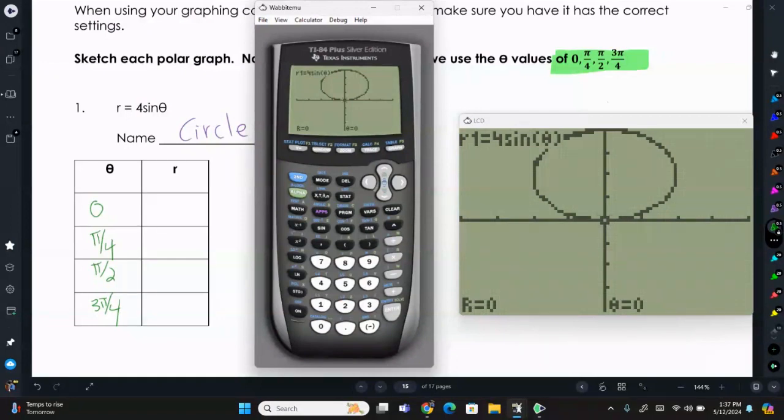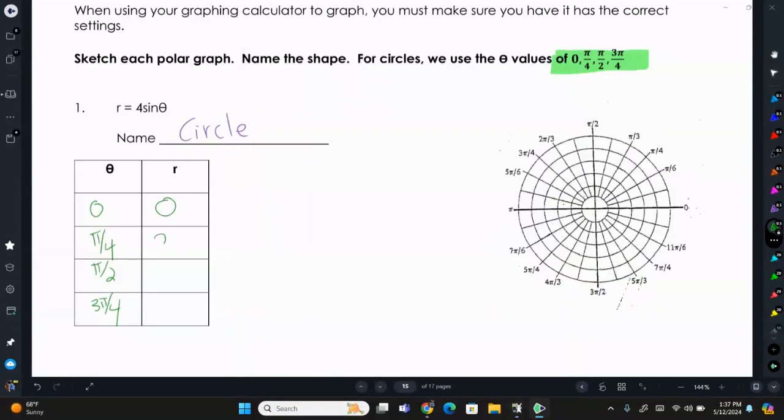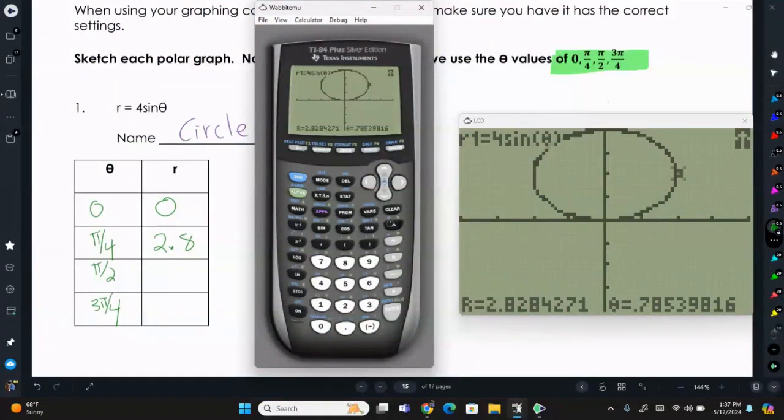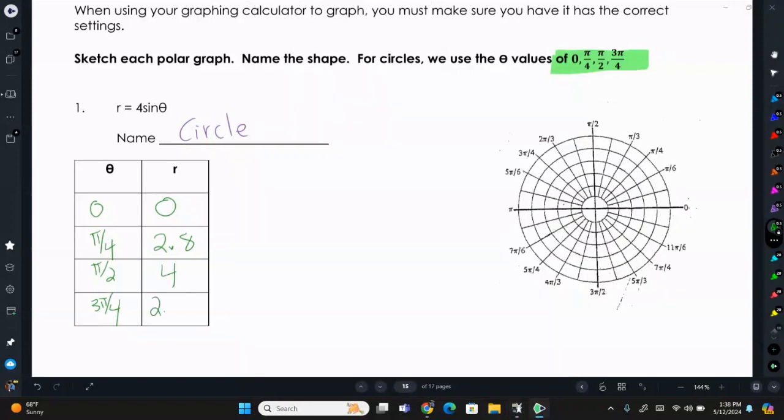When we type in pi over 4, so second, the exponent key, pi over 4, we get an r value of 2.82, or 2.8. So let's see, we have 0, 2.8. Then we're going to have to do pi over 2. We get an r value of 4, and then 3 pi over 4 gives us an r value of 2.8 as well.